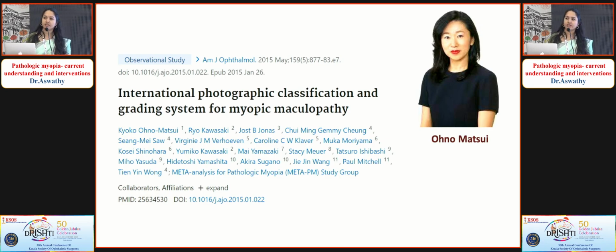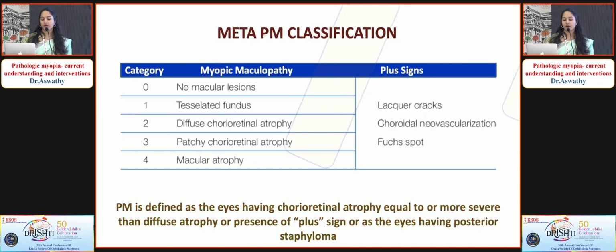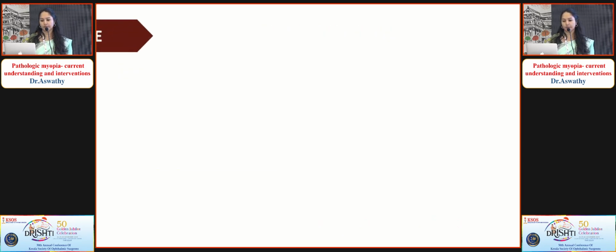but a group of researchers in myopia recently came up with a classification that's known as the META-PM classification. According to that, PM is defined as eyes having chorioretinal atrophy equal to or more severe than diffuse atrophy, or the presence of plus signs, or as eyes having posterior staphylomas.